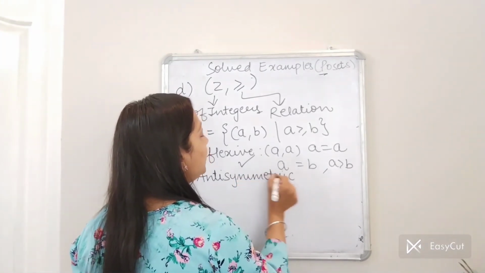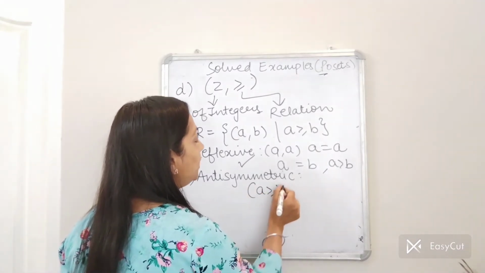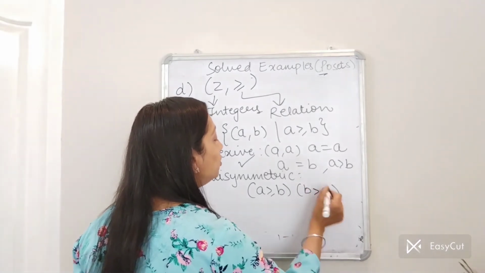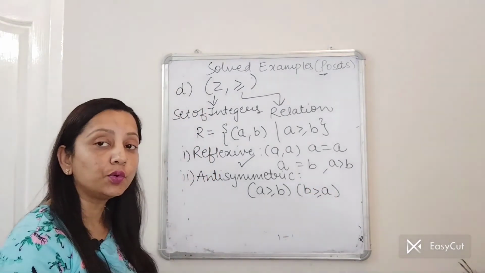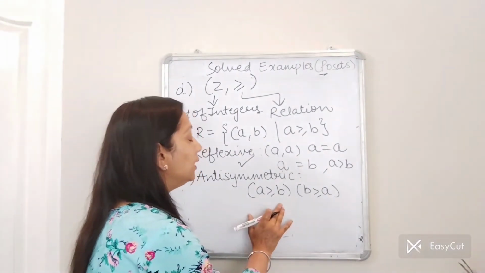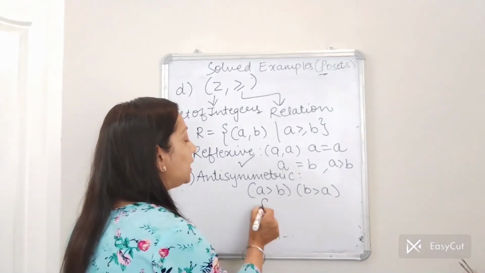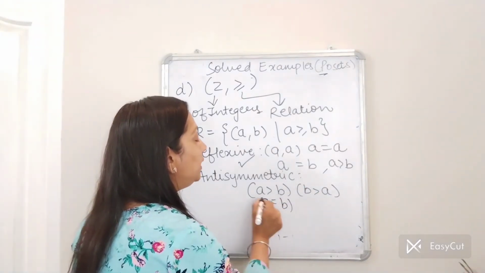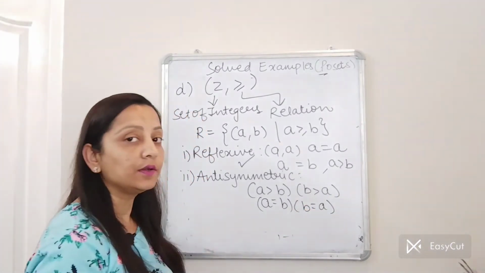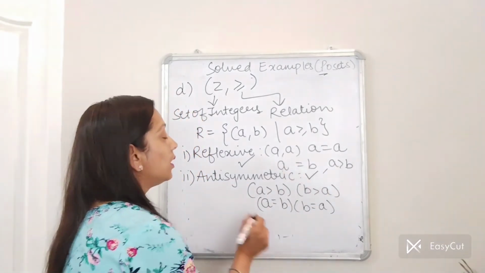Now to be anti-symmetric, if A is greater than or equal to B, then B cannot be greater than or equal to A. Is it true? If A is greater than B, then B cannot be greater than A. But if A is equal to B, then it's quite obvious that B can be equal to A, right? So hence it is anti-symmetric.